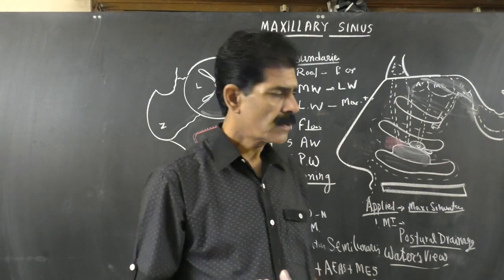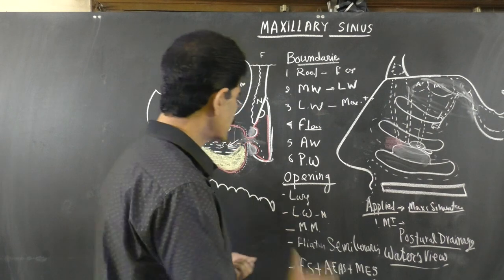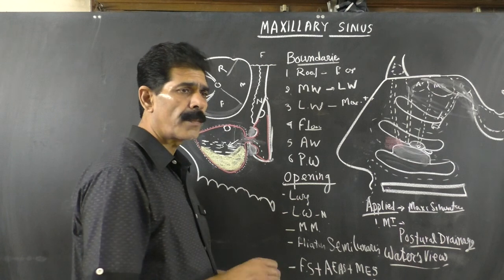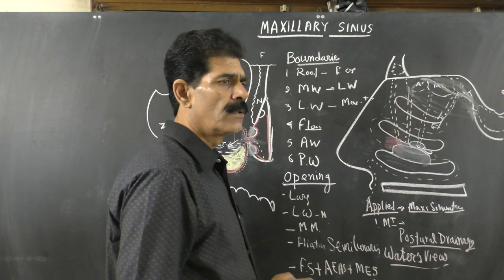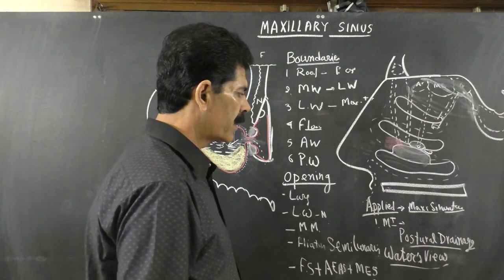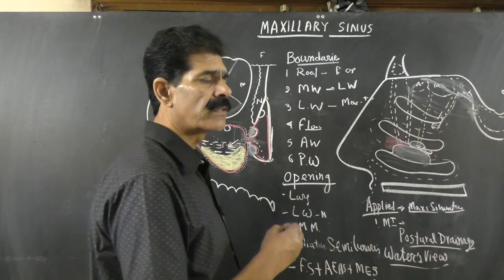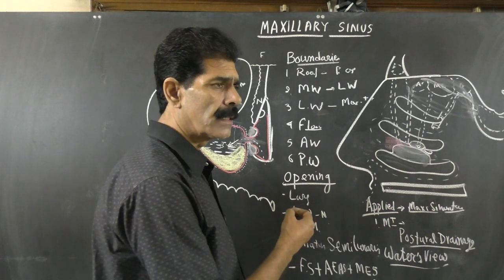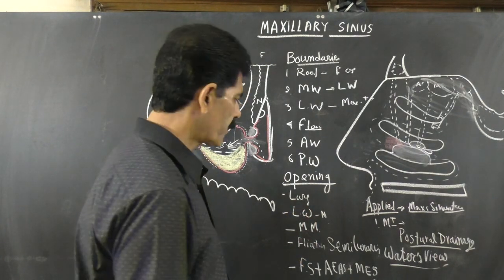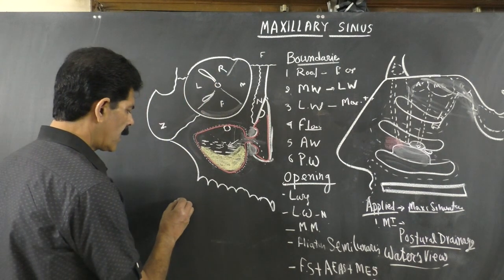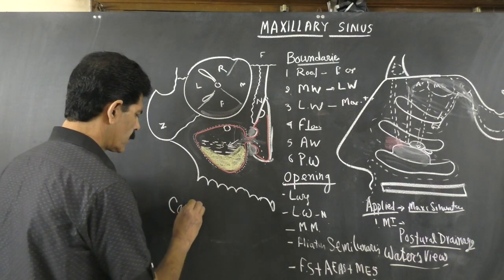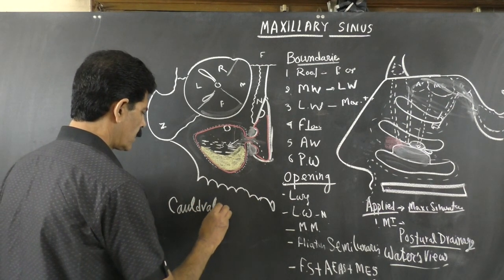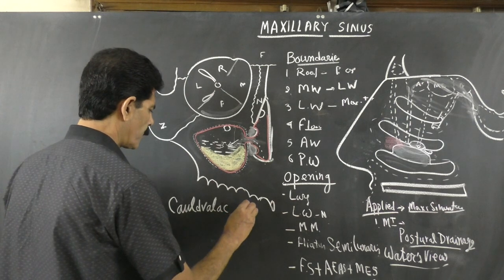So in chronic maxillary sinusitis, the pus is sticky and does not come out with postural drainage. Then we have to opt for a surgical procedure to treat the maxillary sinusitis. We have to open this maxillary sinus anteriorly and drain the whole of the pus out of it. The operation is called the Caldwell operation, a surgical operation.